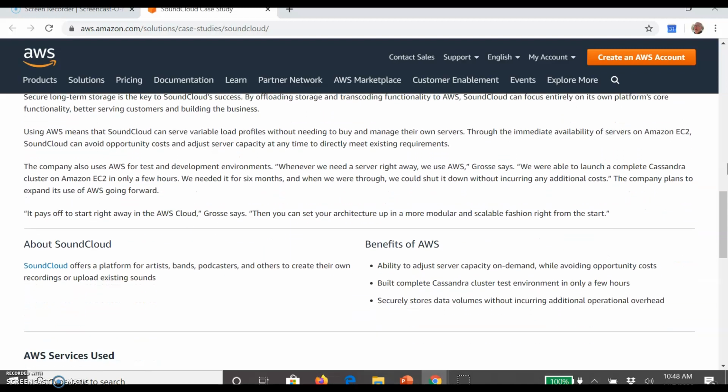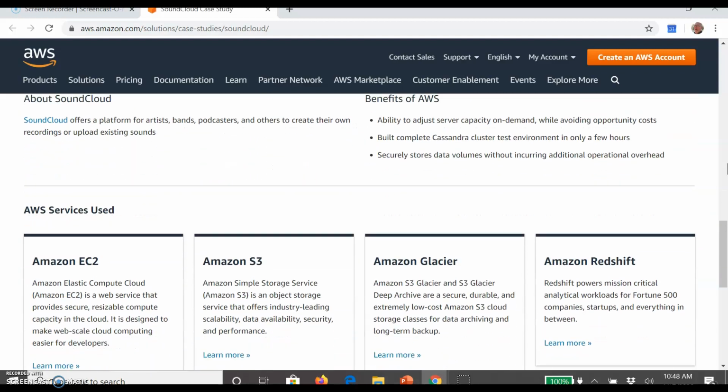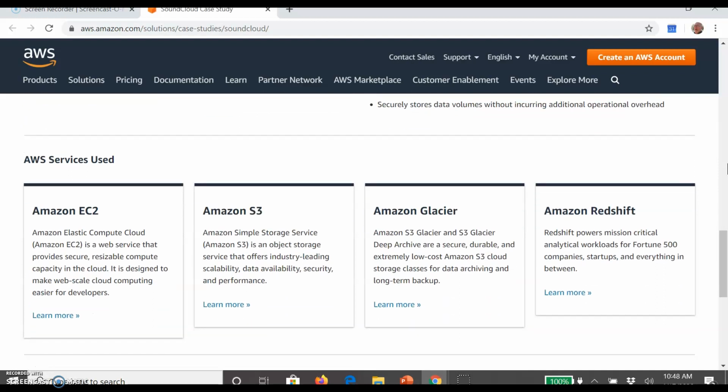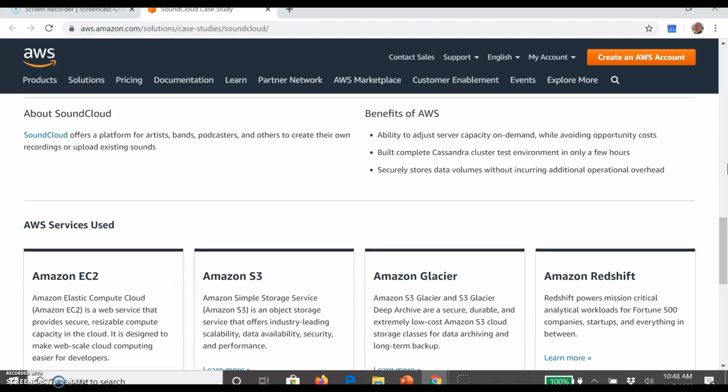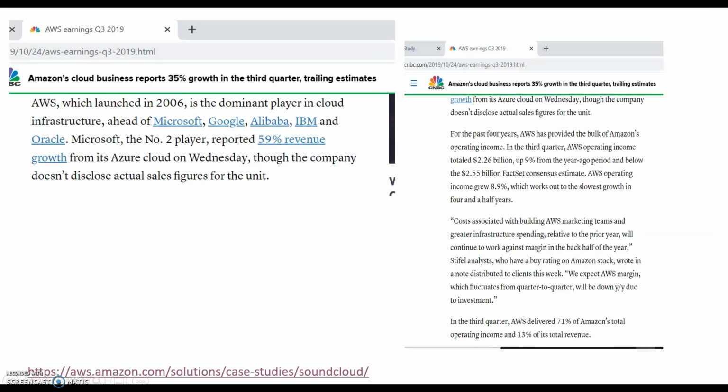So, okay, this is some of the services that they use. Low cost, Amazon Glacier is very low cost. So, okay, we don't often think about these things, I think we'll all admit, but nevertheless very relevant. Okay, storage.